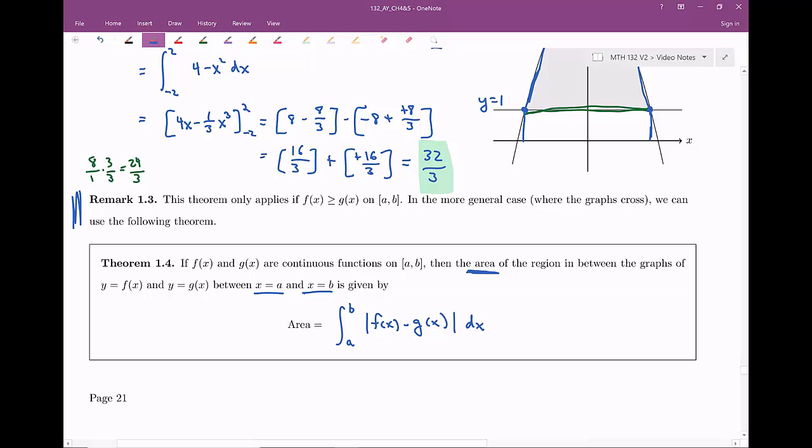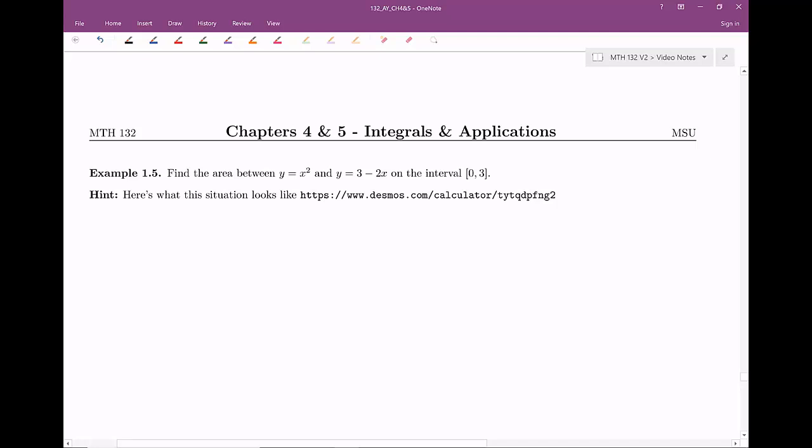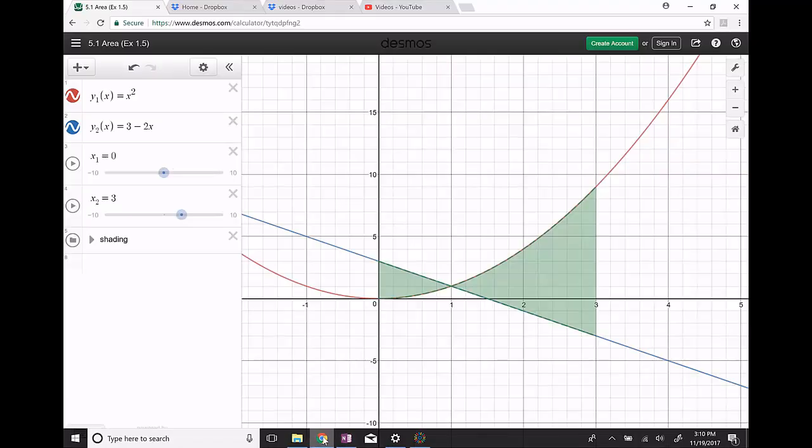So this is a nice theorem to write down, but I find that in the situations we get ourselves into in these problems, we usually just break it up into pieces. Let me show you what I mean by that. So we have this example here. Find the area between y equals x squared and y equals 3 minus 2x on the interval from 0 to 3. And then I went ahead and gave us the Desmos calculator to show us what this actually looks like. So you can punch this into your browser and play with it, or I'll show you here. I have it already loaded.